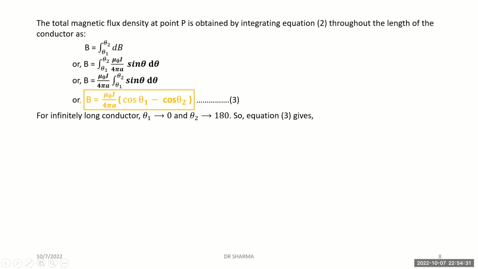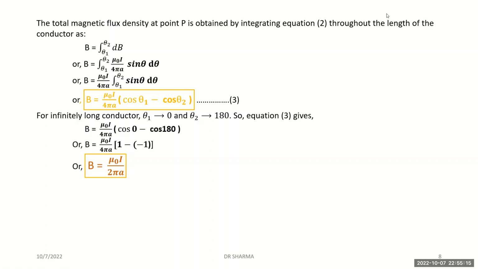Now, as a special case, if the conductor is infinitely long, the angle theta 1 will tend to 0 and theta 2 will tend to 180 degrees. Then equation 3 becomes mu naught I by 4 pi a (cos 0 minus cos 180). The value of cos 180 is minus 1. So B is equal to mu naught I by 4 pi a (1 plus 1). That is, the result is B equal to mu naught I by 2 pi a. This is for a very long, infinitely long conductor.